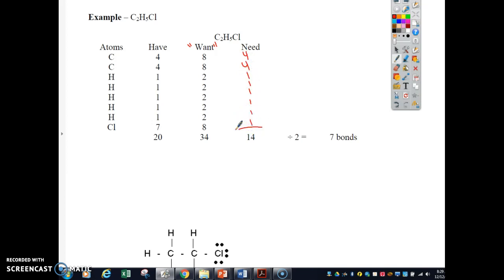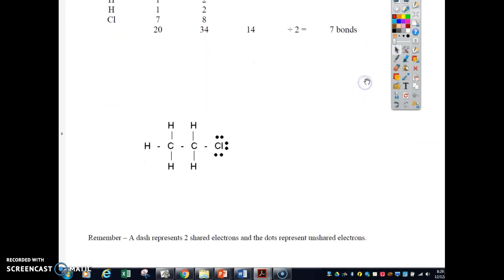And you can add these up. So you get 8, 9, 10, 11, 12, 13, 14. Since a covalent bond is a sharing of electrons, what you do is you divide by 2, and it's going to tell you there's going to be 7 bonds in this compound. Now, you're not always going to have to do this. I'll just show it for this one.